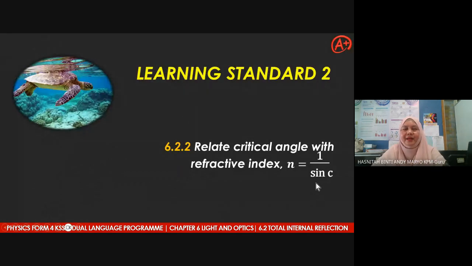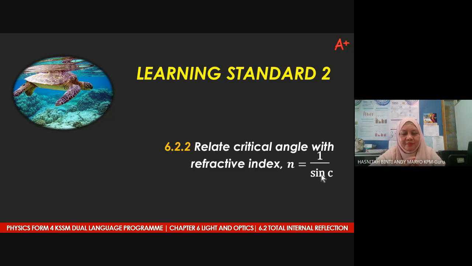Right? Okay, so that is the first learning standard, to understand and define critical angle and total internal reflection. Now the second learning standard: how to relate critical angle with refractive index. Remember yesterday we learned refractive index with this formula. Now this is the fourth formula involving n and critical angle. Remember we learned three formulas involving refractive index. If you forgot, never mind, I'll remind you.